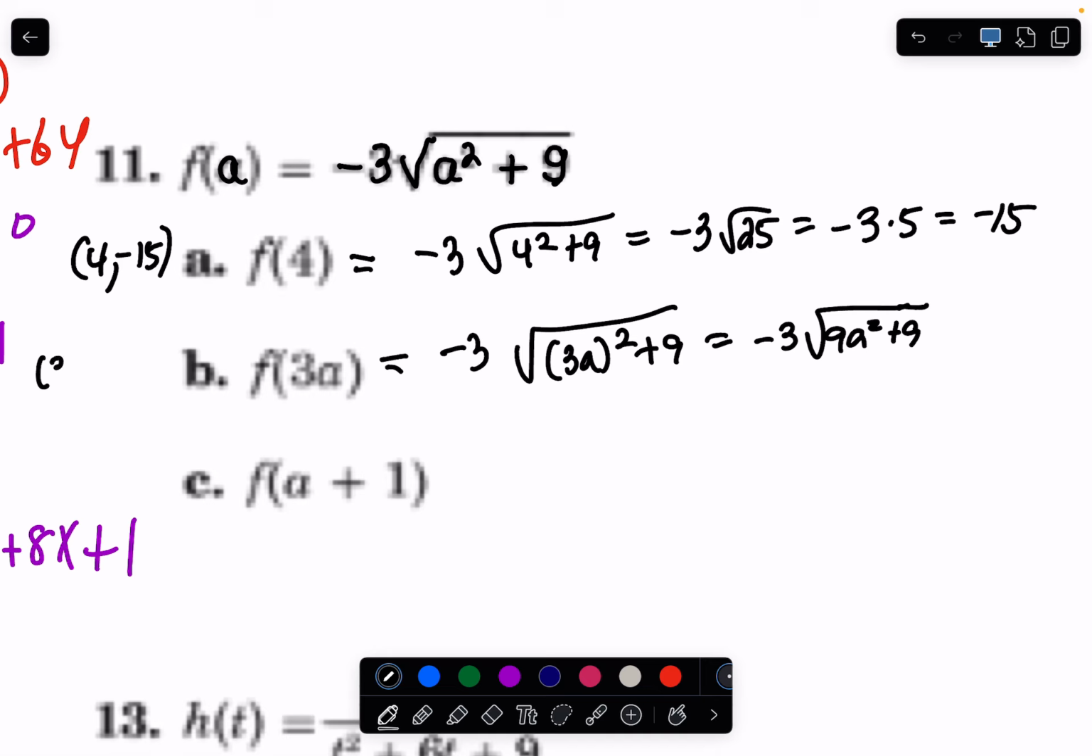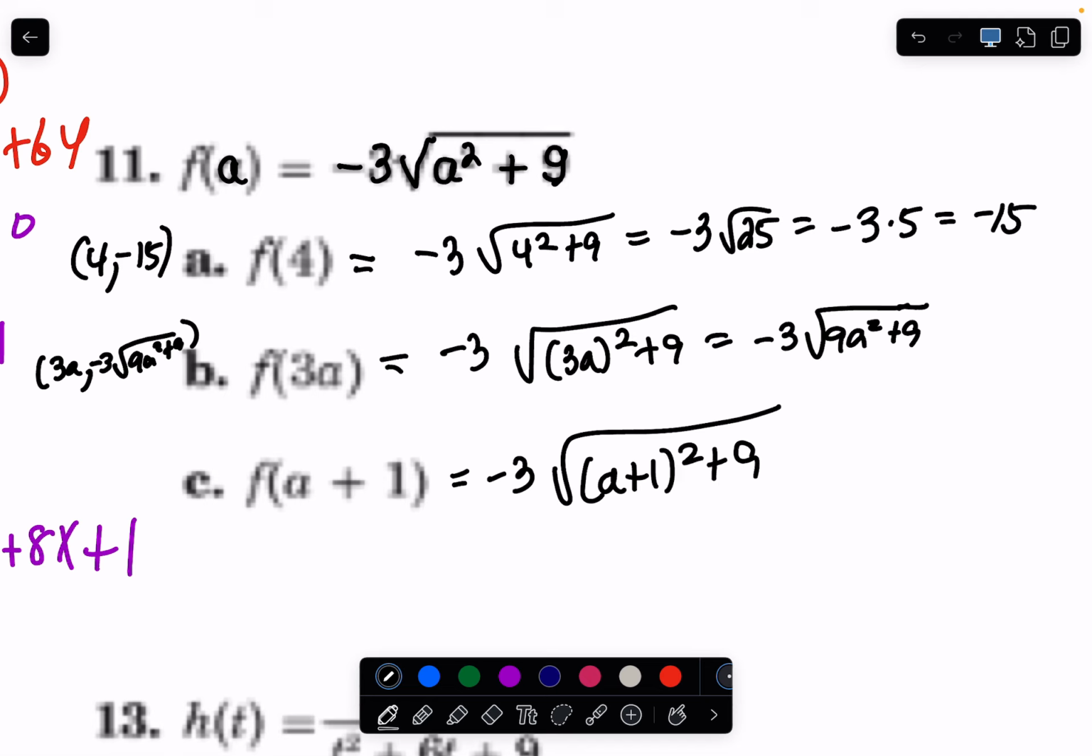Everybody okay with those first two? Okay. We're going to do the same thing. So it's going to be negative 3 square root of (a plus 1) squared plus 9. Now we have to do that trick that (a plus 1) squared is (a plus 1) times (a plus 1). So if it helps you to write two of them, feel free to write two of them, okay? But when you FOIL that out, you get a squared plus 2a plus 1, plus 9. Sorry, my 9s and my a's don't look that different.